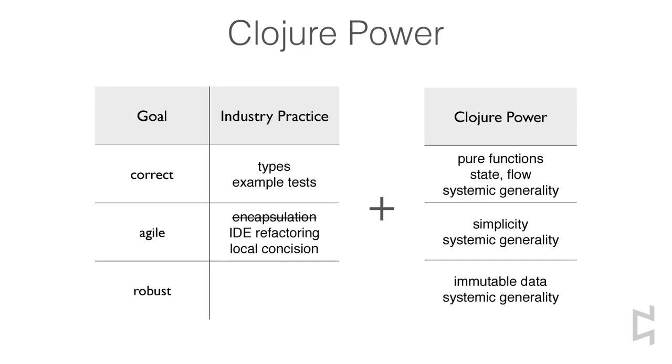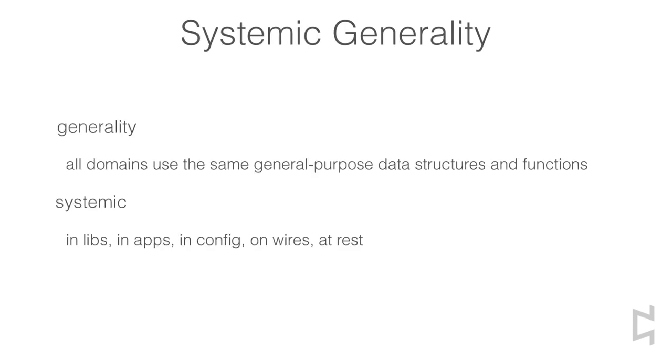The other idea, and I'm going to talk more about this in a minute, is systemic generality. This is a phrase that really grew out of the last year of trying to think about what really separates Clojure both from expressive scripting languages like Ruby or Python, and also from powerful statically typed languages like Haskell and F sharp. It's this notion that we're going to have a set of general purpose data structures and functions, this small set of functions. And we're going to use that, and we're not going to make new stuff. We're going to make do with that.